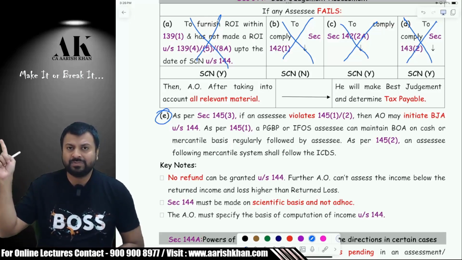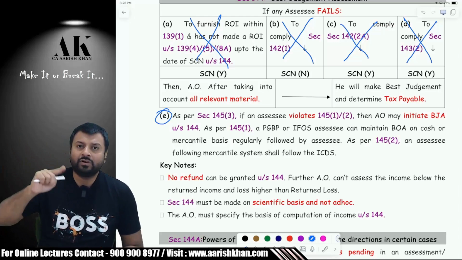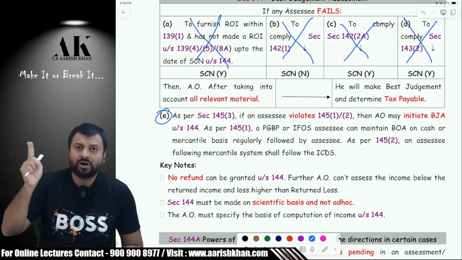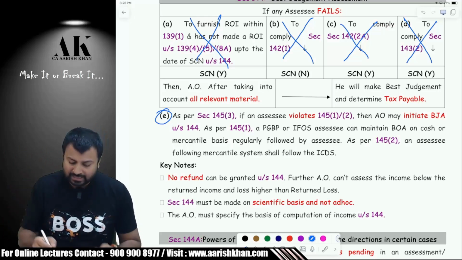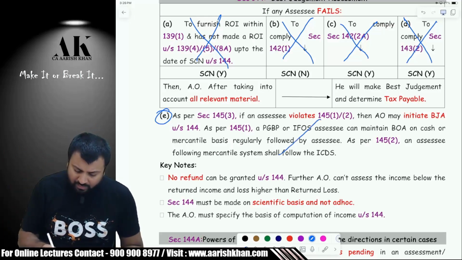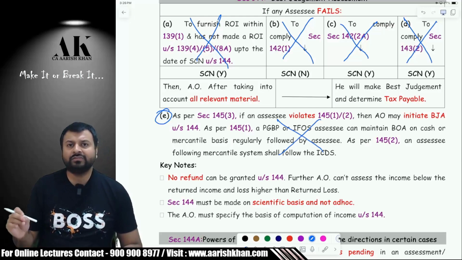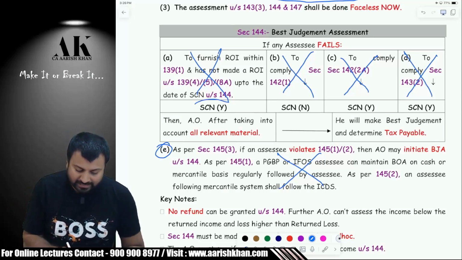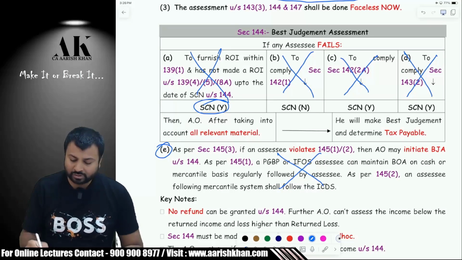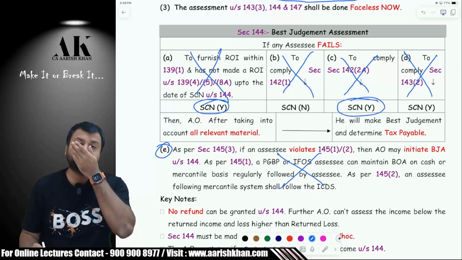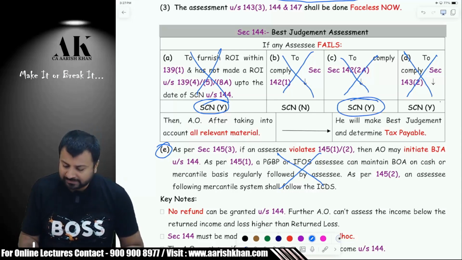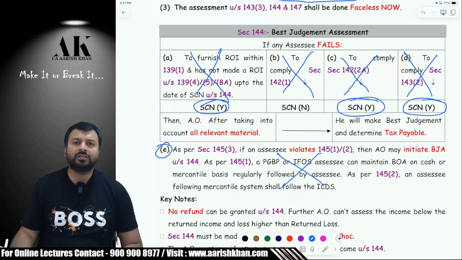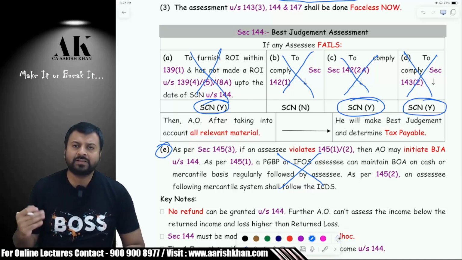Remember, in PGPP, I told you in the first lecture, if you do not regularly follow mercantile or cash, or if you do not follow ICDS properly, then the AO will do your best judgment assessment. Now, out of these 5 cases, in 3 cases he will send you a show cause notice. That is, in case you don't file the ROI, in case you don't comply with special audit, and in case you don't comply with your scrutiny notice compliances, he will send you a show cause notice.